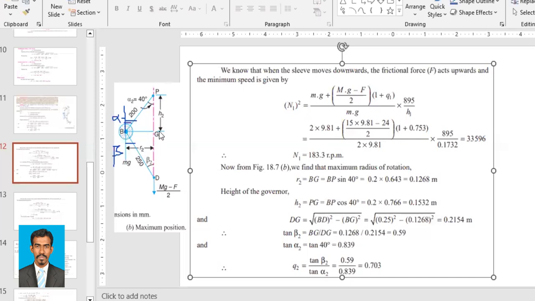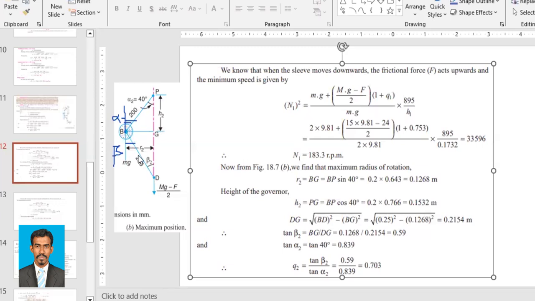We already know BG, but we don't know DG, so we are going to find DG. How do we find DG? DG whole thing squared is equal to DB whole thing squared minus BG whole thing squared, right? So DG is equal to under root of BD squared minus BG squared.